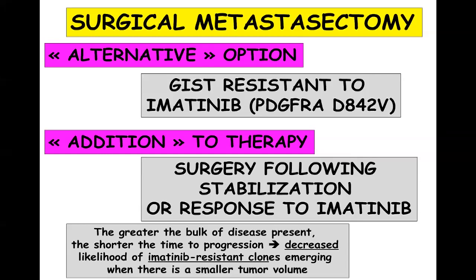So if you have a stable disease after imatinib, perhaps surgery. In case of limited disease progression, TKI plus surgery. But in case of generalized disease progression, surgery only if symptoms. And in case of liver metastasis, don't forget other local modalities such as embolization or radiofrequency ablation.